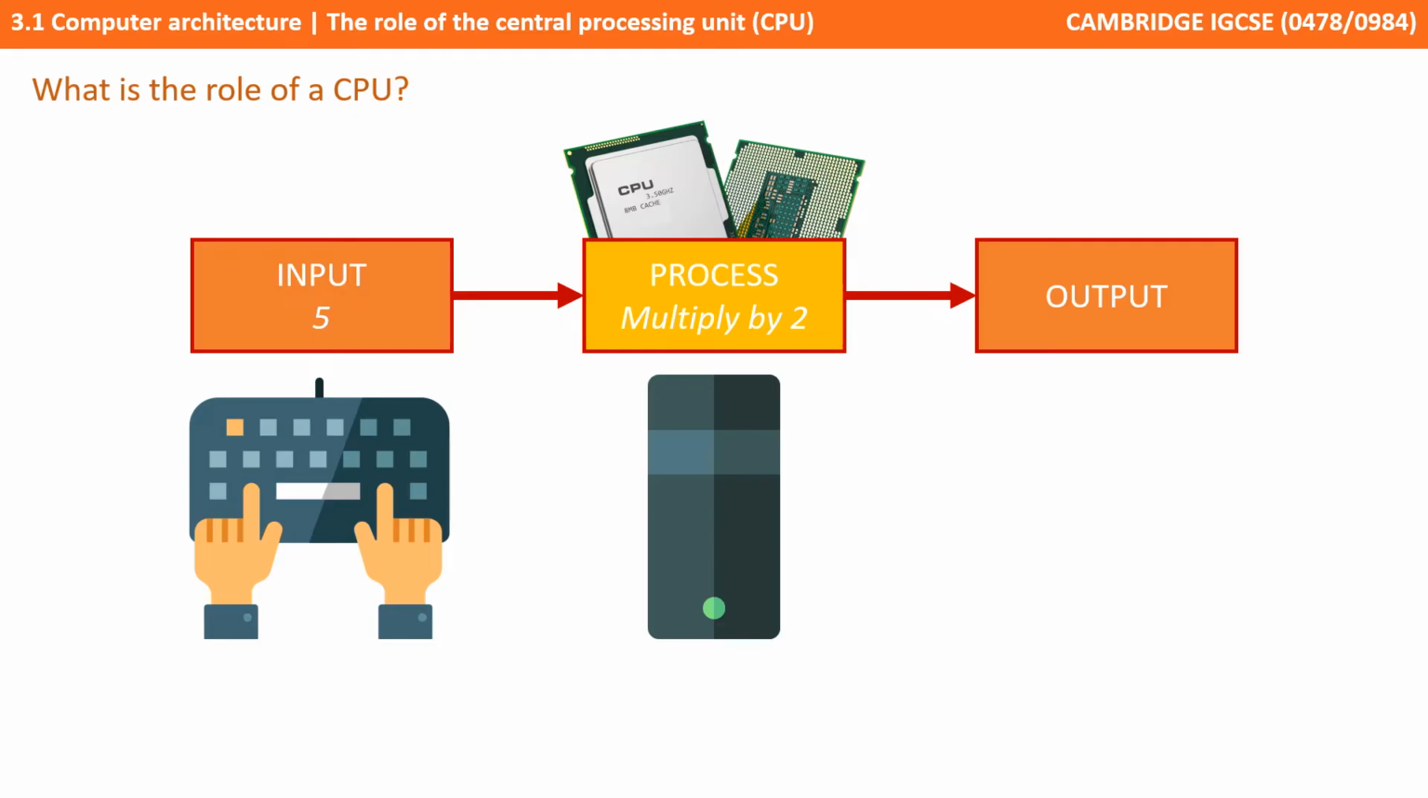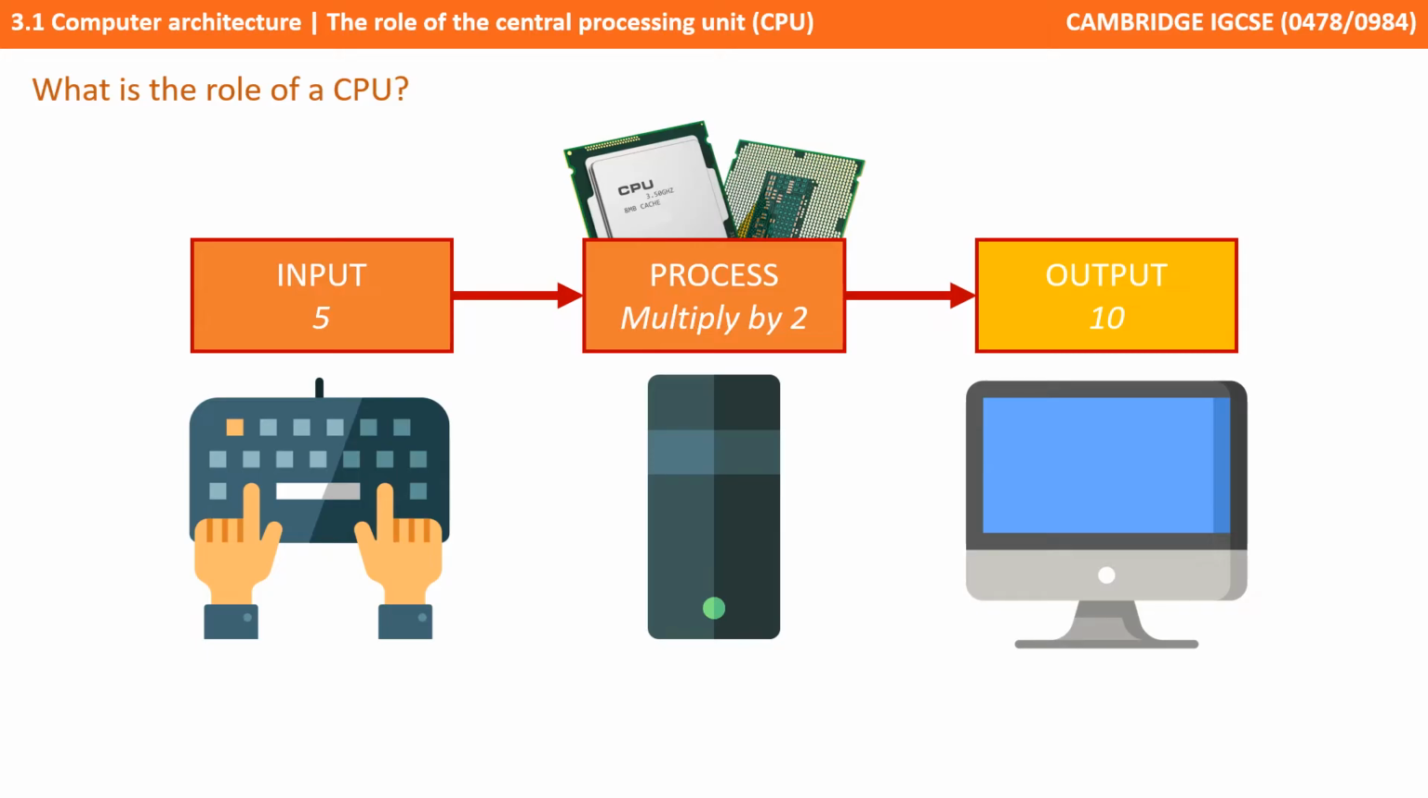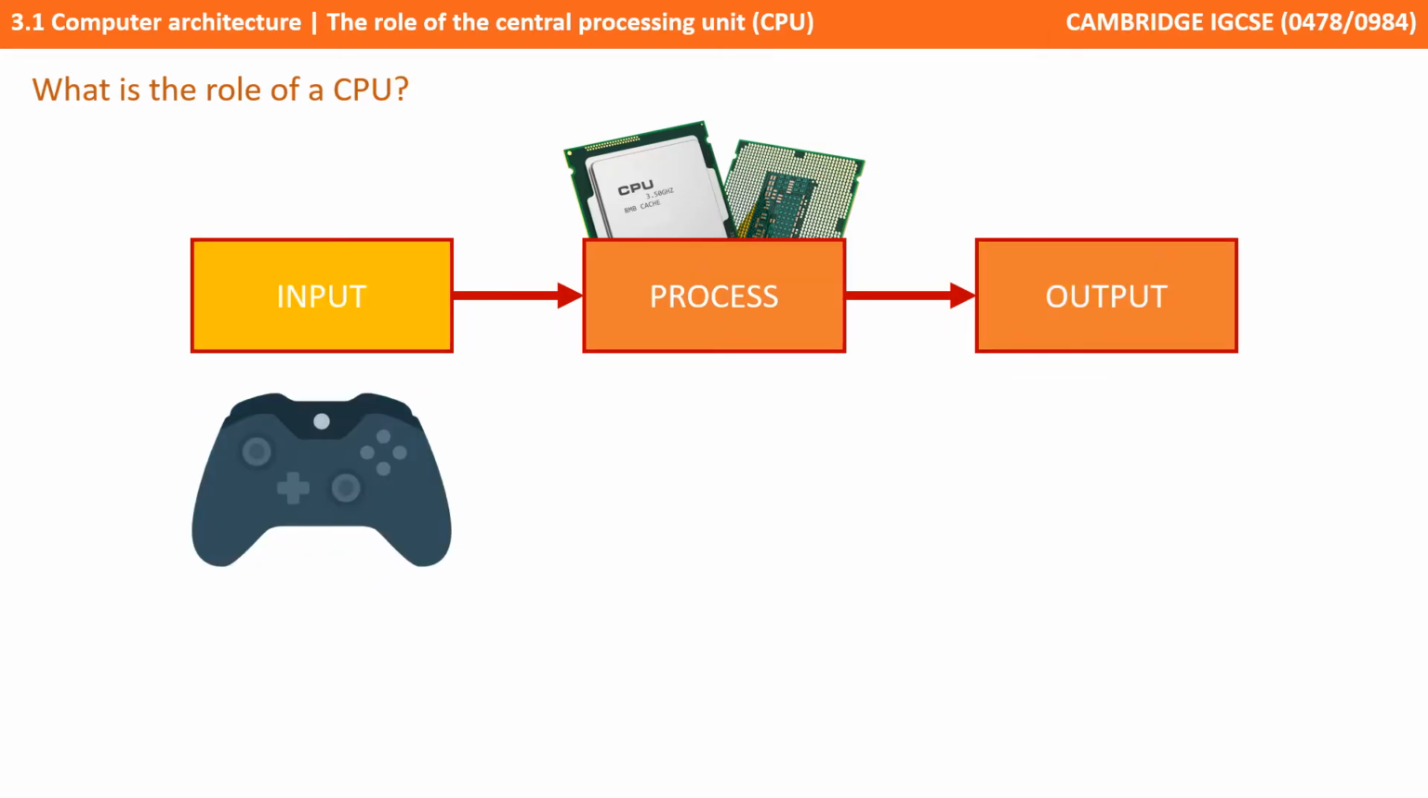The process carried out by the CPU could then be to perform that calculation as part of a calculator app on, say, a phone or a laptop. And then it would provide the output to go to maybe a mobile phone screen or a desktop monitor. But of course, the range of things that a CPU can do is absolutely vast, but essentially it all follows roughly the same format. Here we're taking input in the form of a games console controller.